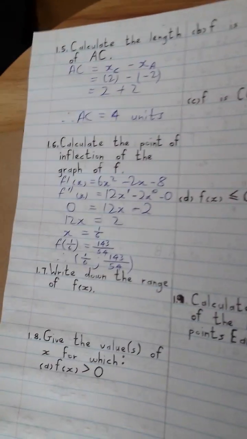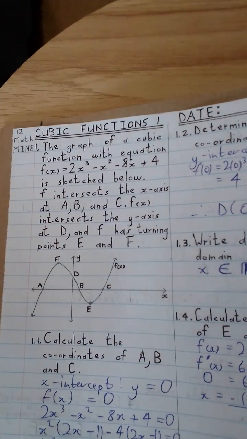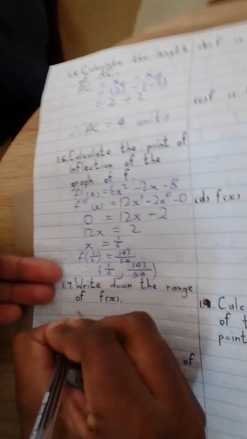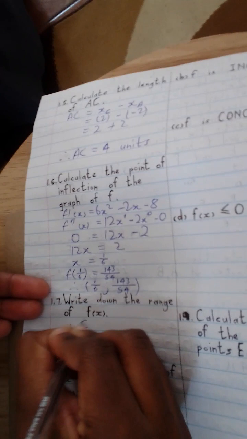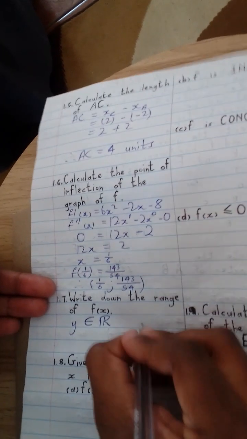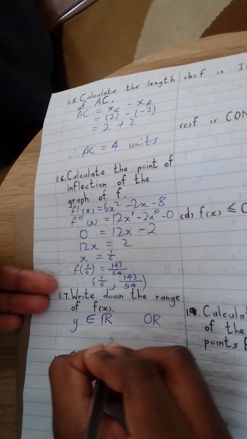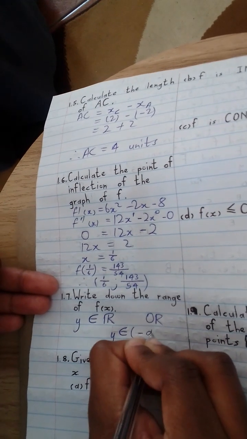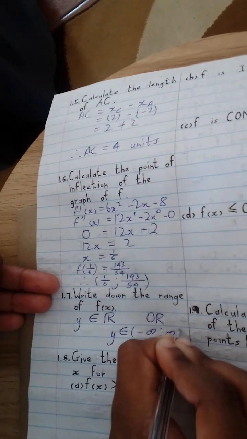Range is the set of y values. So generally, if it's not restricted, it's just y is an element of real numbers. Write down the range of f of x. Y is an element of real numbers, or in interval notation, y is an element of from negative infinity until infinity.